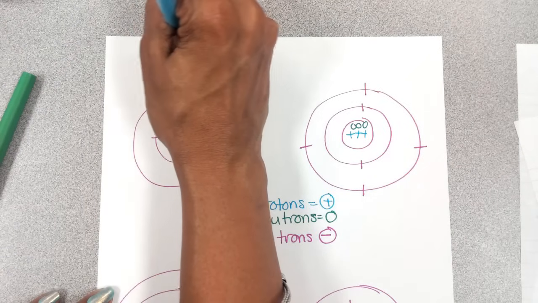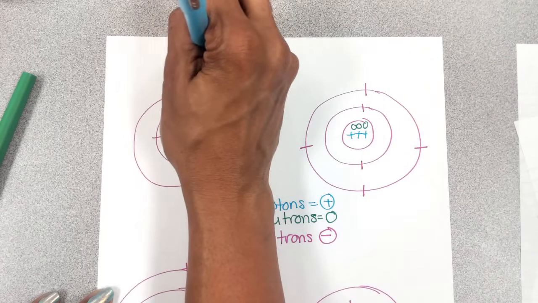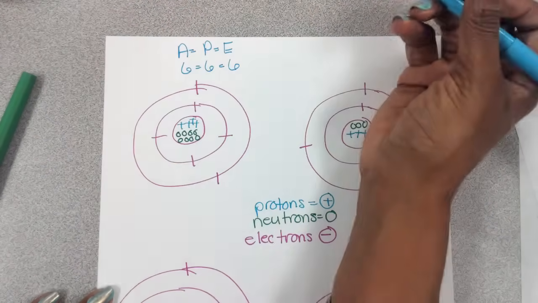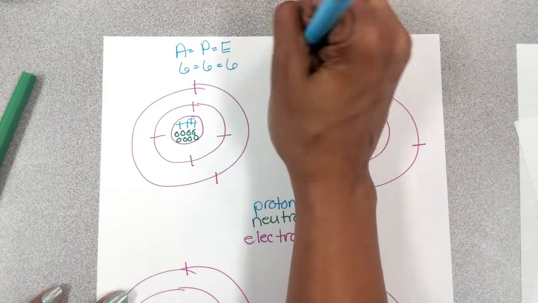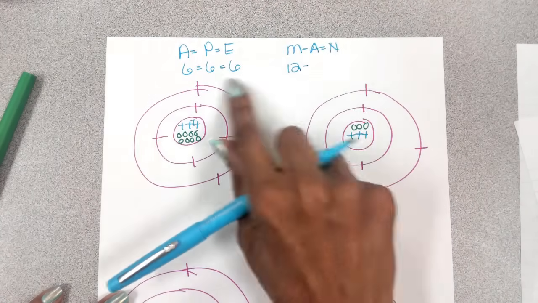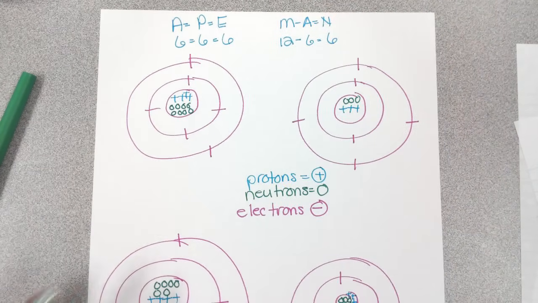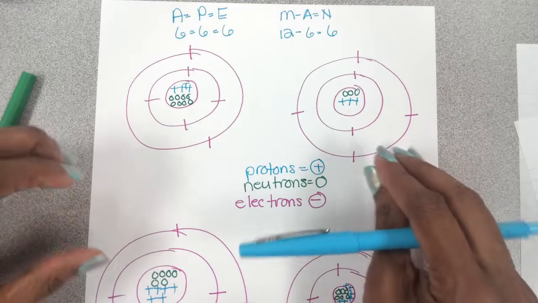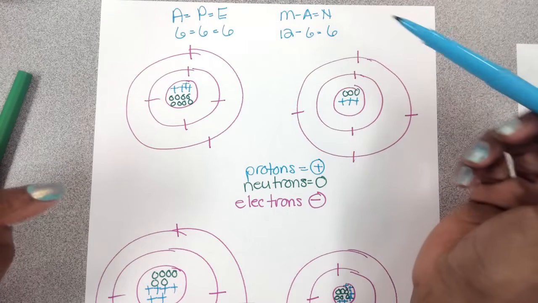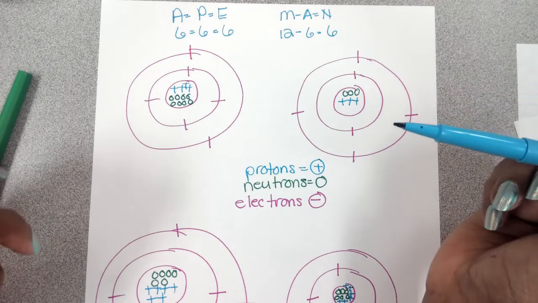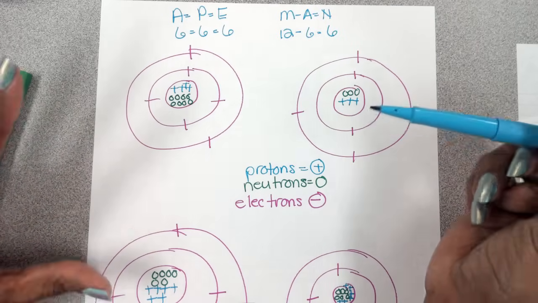So your atomic number equals protons equals electrons. So if your atomic number is 6, that means I have to have 6 protons, 6 electrons. We said the mass was 12. So 12 minus my atomic number gives me my neutrons. Okay? So basically now what I need to do is look at each of these models. Not only do I have to make sure the number of protons, neutrons, and electrons is correct, I need to make sure that my electrons are placed in the correct places in my energy levels.